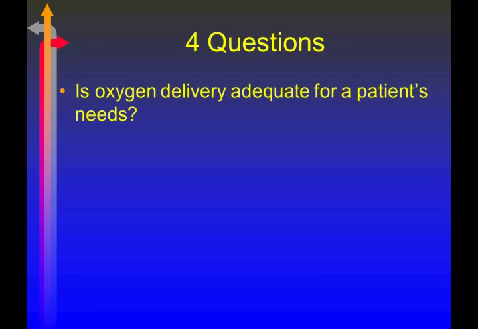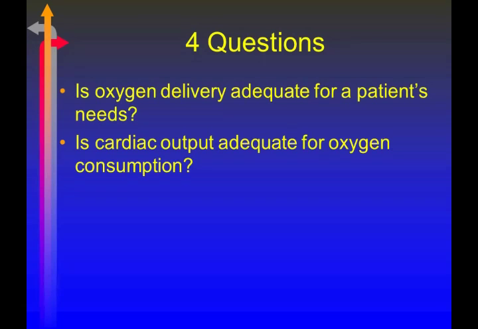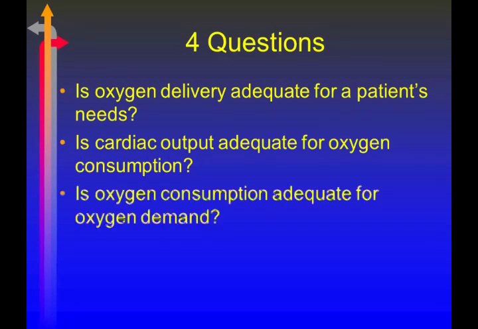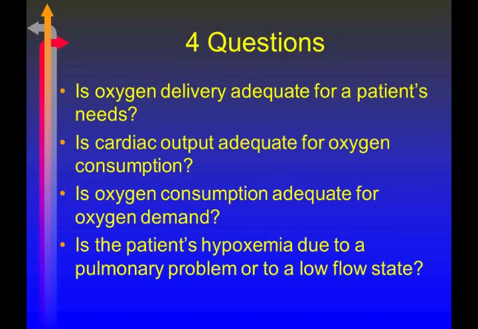So really what we want to answer is 4 different questions. First of all, is the oxygen delivery adequate for a patient's needs? Is the cardiac output adequate for oxygen consumption? So they go hand in hand with each other. Is oxygen consumption adequate for the demand? And finally, is the patient's hypoxemia due to a pulmonary problem or due to a low flow state?